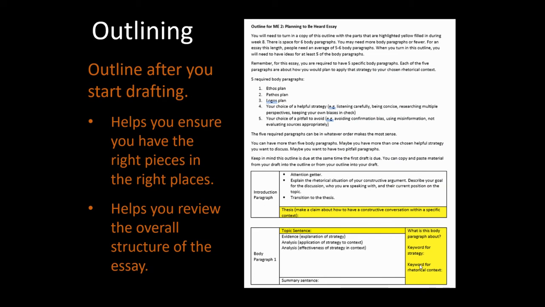If you start outlining after you draft, like you have a draft of the essay, now it's time for you to go back and do the outline assignment because I mean and make you do it. It's like eating vitamins. It's good for you. So the purpose of this outline after drafting is to help ensure that you have the right pieces in the right places, because what happens is we know what we're talking about. We know what we meant. And sometimes that doesn't make it on the page. And so this outline is a way to see if all of your ideas made it to the page and made it to the page in the right places. It helps you review that overall structure of the essay.